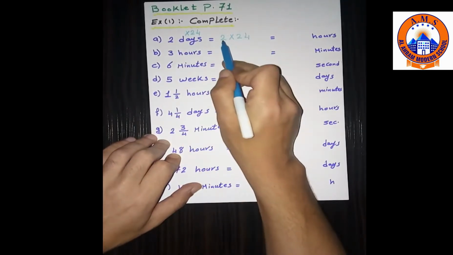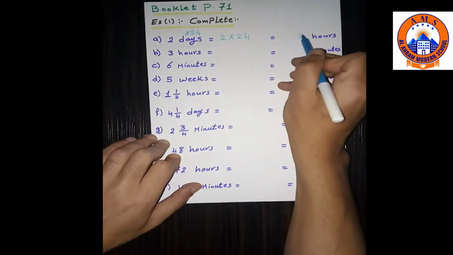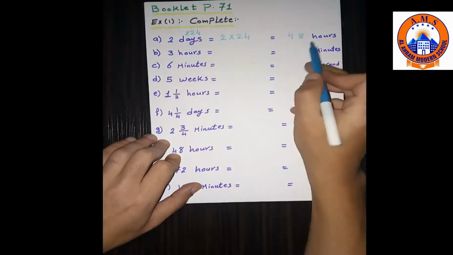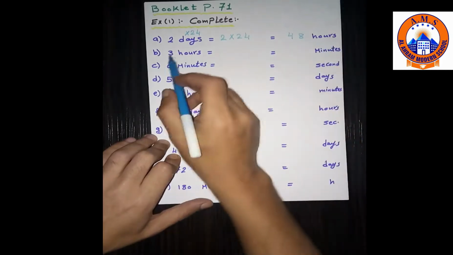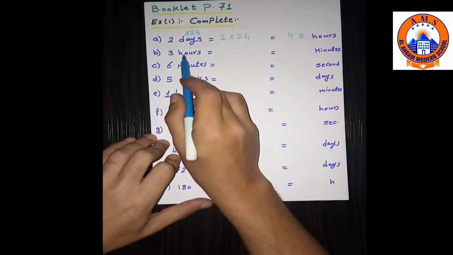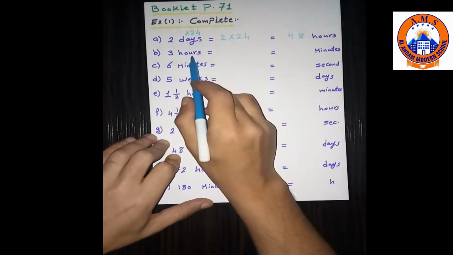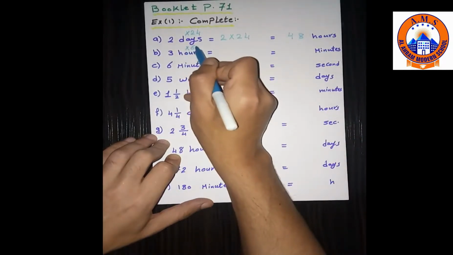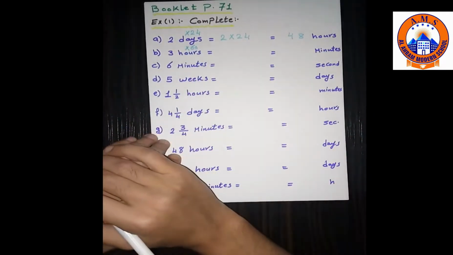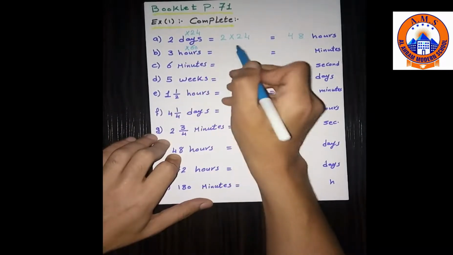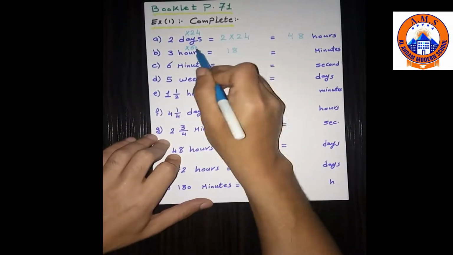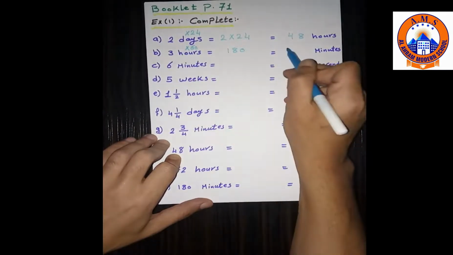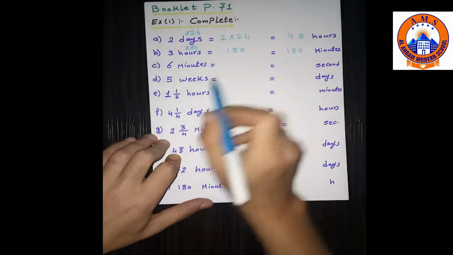Let's do it digit by digit. 2 by 4 equals 8, and 2 by 2 equals 4. 2 days contain 48 hours. Question number B. 3 hours equal how many minutes? To change from hour into minute, yes, we multiply by 60 because each hour contains 60 minutes. 3 by 6 equals 18, and we have 0, so it's 180. So 3 hours equal 180 minutes.